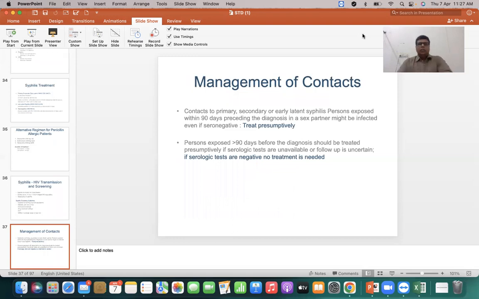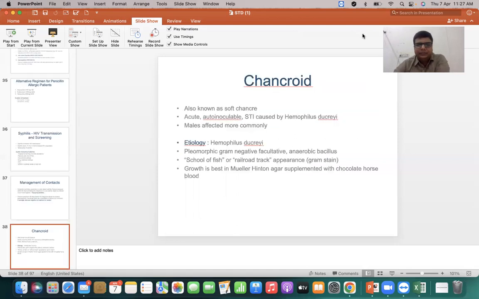So now the management of contacts of primary, secondary or early latent syphilis. A person exposed within 90 days preceding the diagnosis in a sex partner might be infected even if seronegative. A person exposed more than 90 days before the diagnosis should be treated presumptively if serological tests are unavailable or follow-up is uncertain. If serological tests are negative, no treatment is needed.